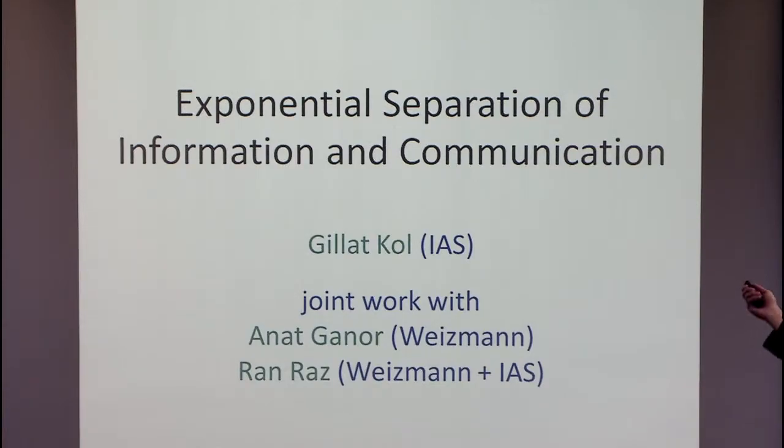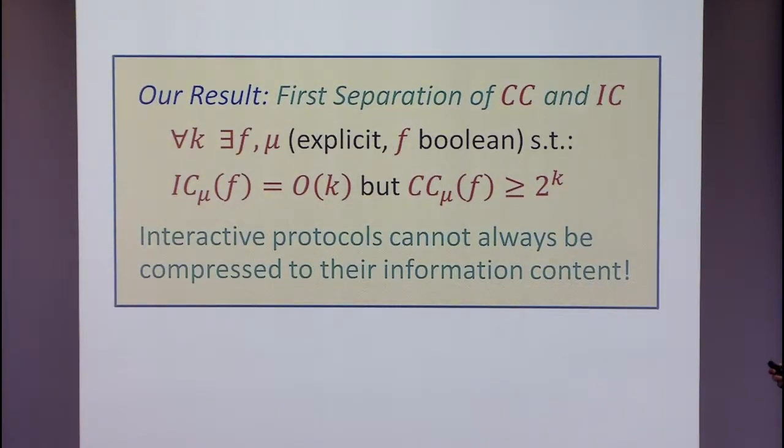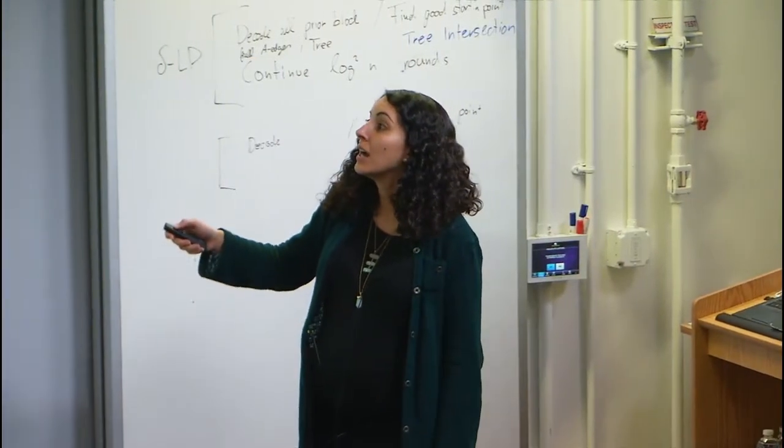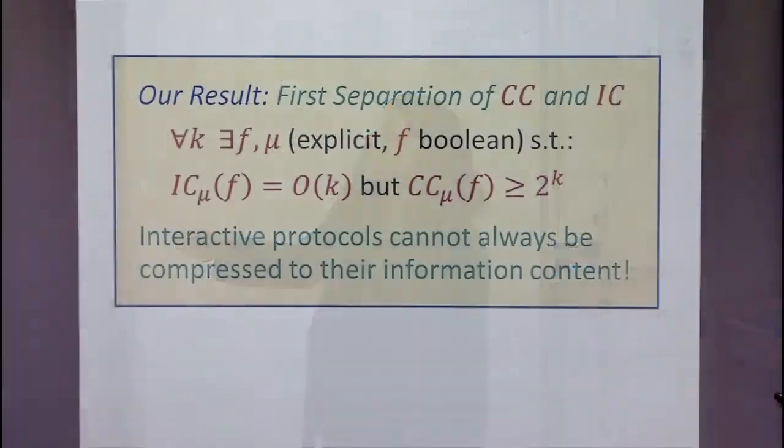So we're trying to show an exponential separation of information and communication, and this was our main result. We show separation between communication and information, and basically for every parameter k, we'll see a function and a distribution such that the information cost of the function is very low, it's only O of k, but the communication is at least exponential, it's at least 2 to the k. And this will mean that interactive protocols cannot always be compressed to their information content.